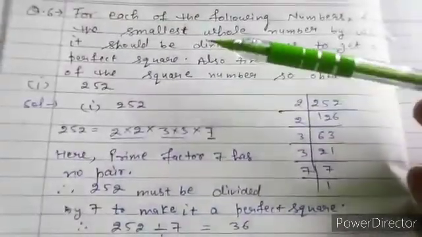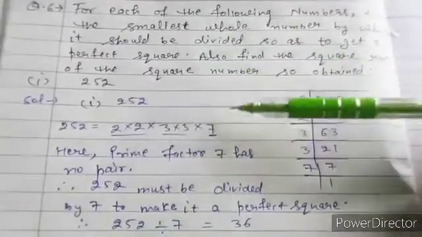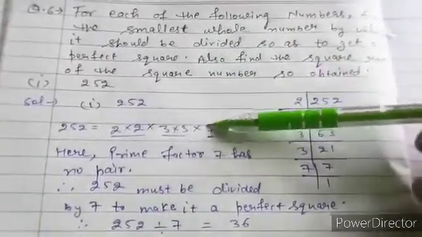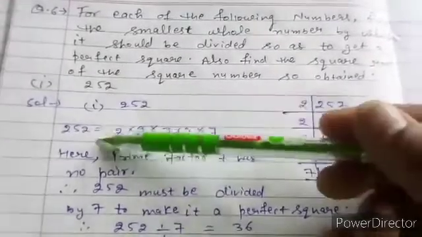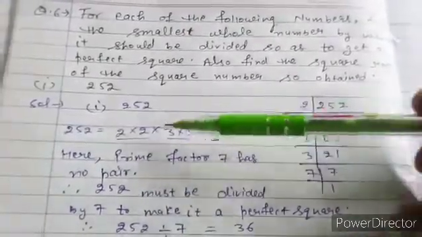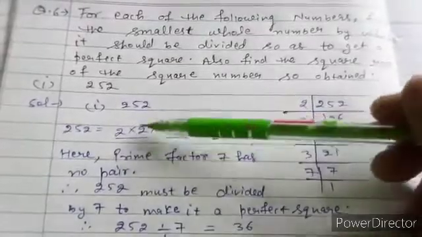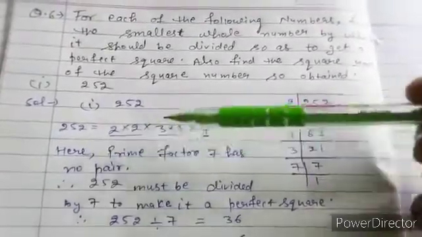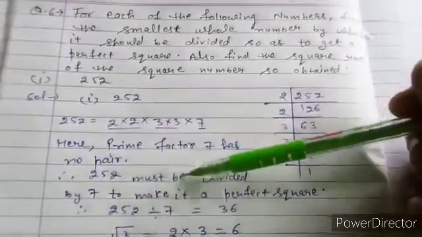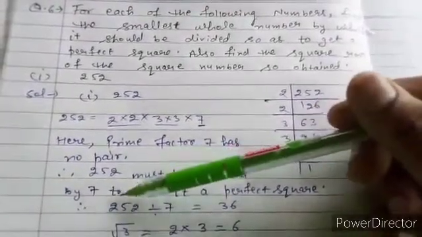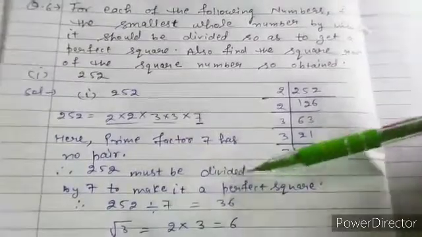But here now we have to divide the number. So if we divide this 7 by 7, this 7 will be removed, and without 7 also this is a perfect square because we have 2 pairs. So here prime factor 7 has no pair, therefore 252 must be divided by 7 to make it a perfect square.